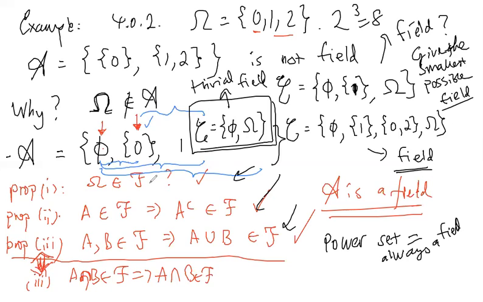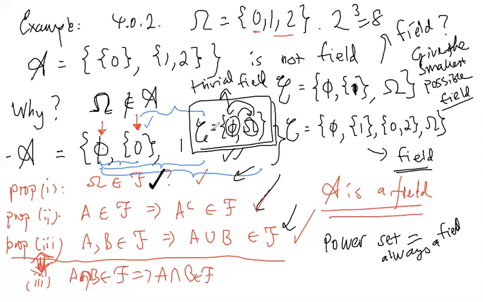You can see that it definitely satisfies the first property. It definitely satisfies property 2. In this case, this guy's complement is omega, and this guy's complement is the empty set, right? The union also satisfies, because the union of empty and omega is basically omega, so it's still inside. So this is definitely a field. But it's a trivial field and it doesn't have much of a use. It just satisfies the definition of a field.